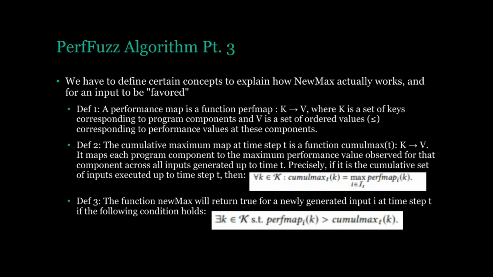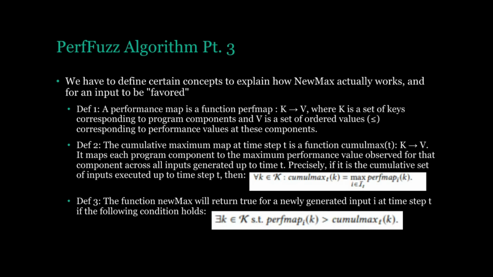Definition 3, the function numax will return true for a newly generated input I at time step t if the following condition holds. It's just saying if there's a new input that makes a greater execution count in K than the current max, it would return true for the new max and be assigned as the new maximum. So this is the basis for the fundamental concept of PerfFuzz to achieve its testing goal.